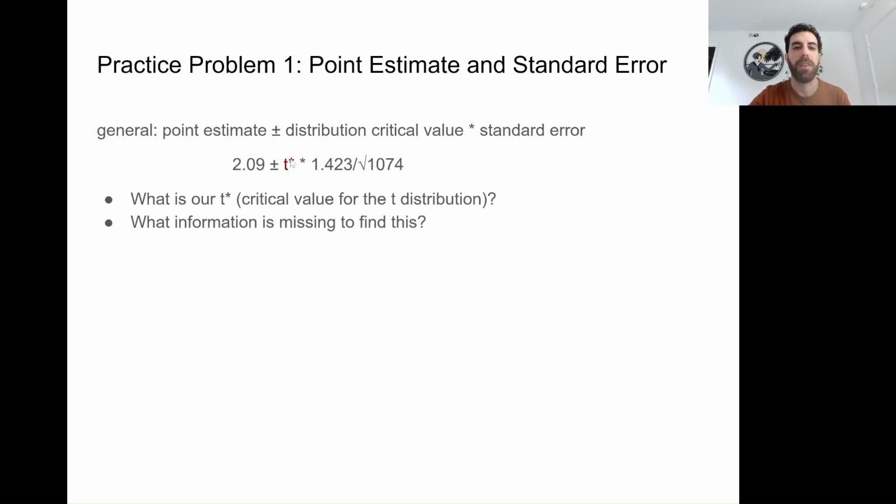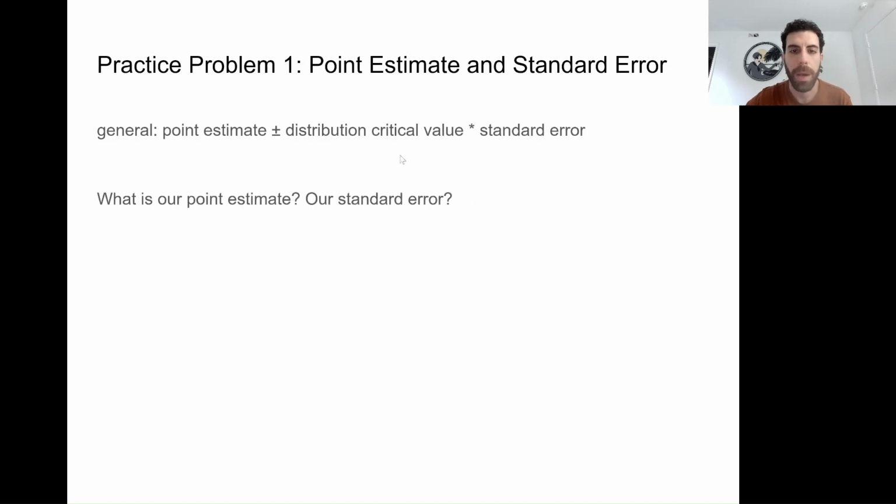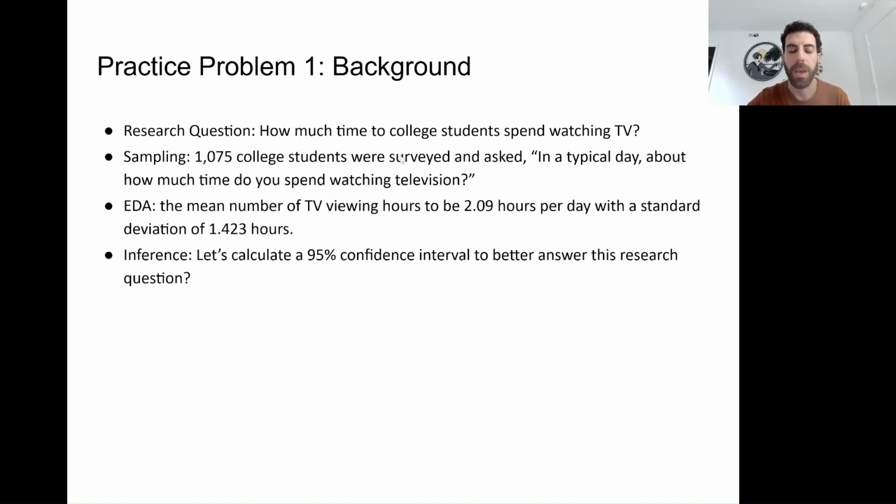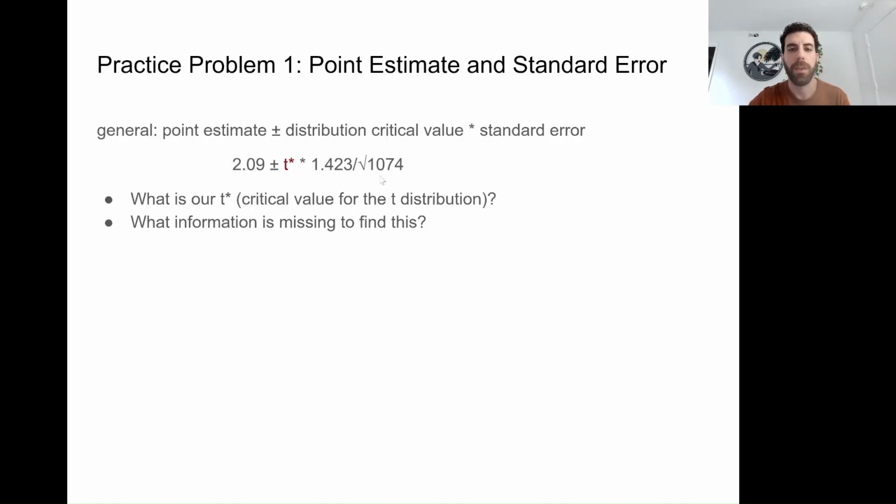And our critical value for the t distribution, what do we need to find it? Well, remember there's many t distributions and they all depend on the degrees of freedom. So we need to know the degrees of freedom. For this scenario, the degrees of freedom is just the sample size minus 1. Actually, this is a typo, I think. Let me check real quick. Yeah, that's a typo, because 1075 is the sample size, is what this should be. However, our degrees of freedom is that minus 1, 1074. So that would be our degrees of freedom, 1074.